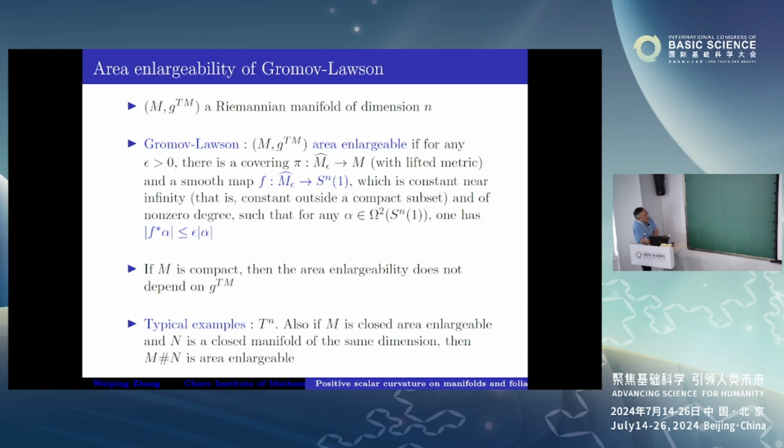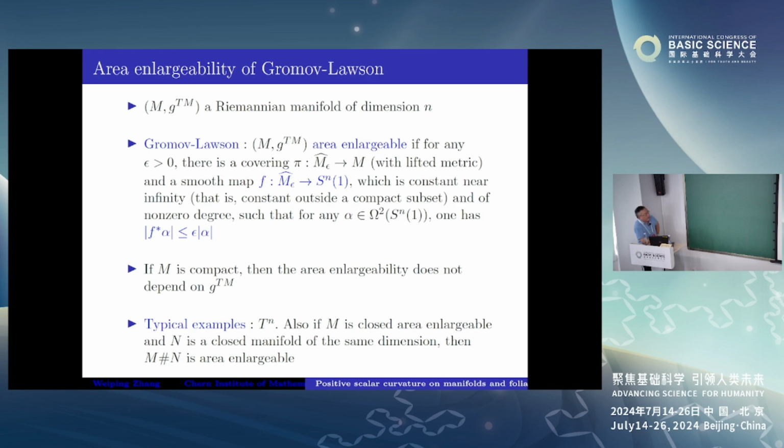It is called area enlargeable if for any small epsilon there is a Galois covering pi from M epsilon hat to M with the lifted metric, and a smooth map f from this covering space to the unit sphere of the same dimension, which is constant near infinity. That means outside a compact subset, the image of f is a point. It has non-zero degree, and for any two-form alpha on the sphere, the norm of the pullback form with respect to the lifted metric is dominated by epsilon times the norm of alpha on the sphere.